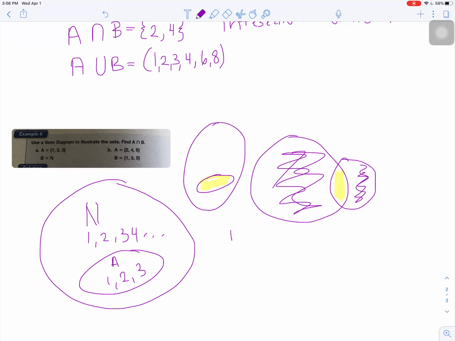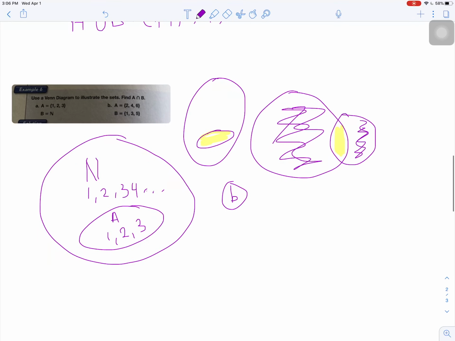Make sense? All right, then we move on to B, and B says the intersection of, we're going to find the intersection of A and B here. So let's draw that one. We have A, which is 2, 4, 6, and we have B, which is 1, 3, 5. So, well, we didn't finish A off here. A intersects N with, oh, that's a fancy N, 1, 2, and 3.